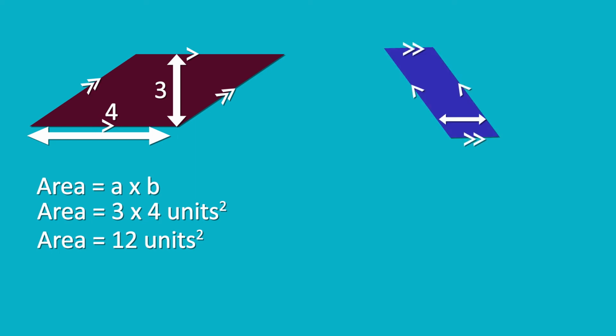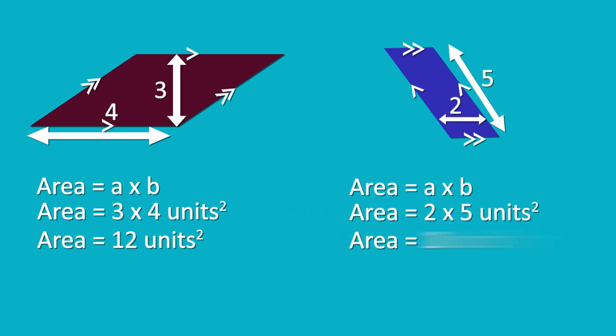Here is a second parallelogram. For this parallelogram, I'm given the dimensions of 2 and 5. Now previously, we just multiplied the 2 dimensions given to us together, and if we did that, we would get 2 times 5 is equal to 10. However, that would be wrong. Why is that wrong? Well, it's wrong because 5, in this case, doesn't represent the perpendicular height, which is what we need to use. Instead, it represents the slanted height.